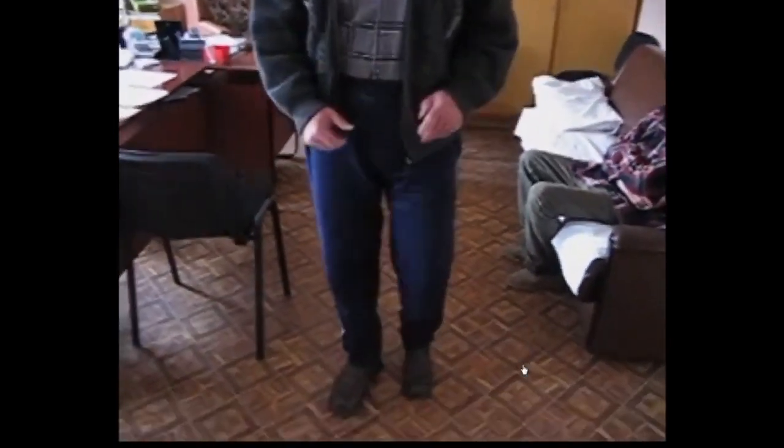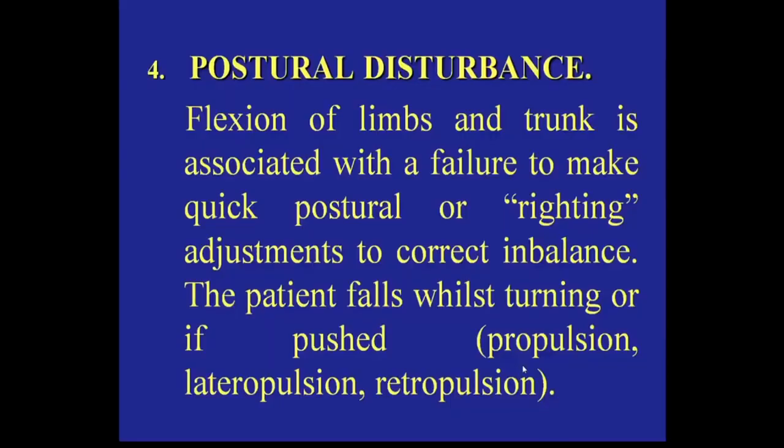Also typical pill rolling tremor, Parkinsonian tremor. And the fourth big group of symptoms, there are postural disturbances. Flexion of limbs and trunk is associated with a failure to make quick postural or righting adjustment to correct imbalance. The patient falls whilst turning or if pushed. Propulsion, lateral pulsion, and retropulsion we can observe.